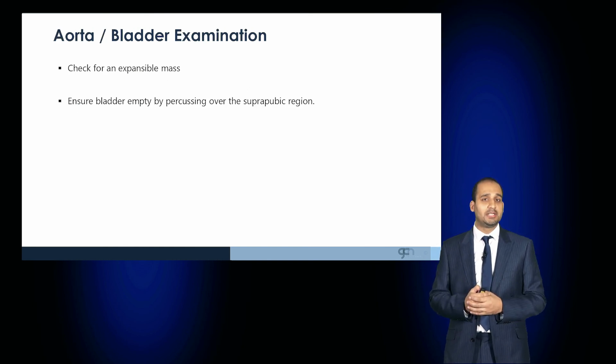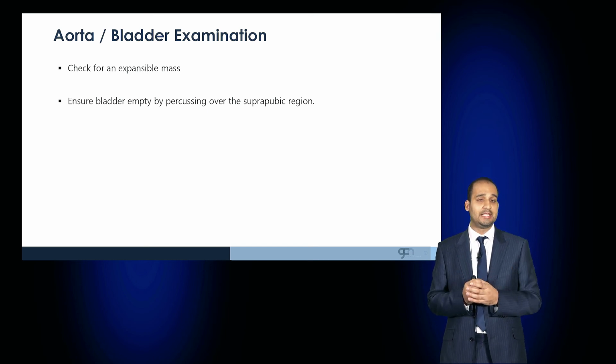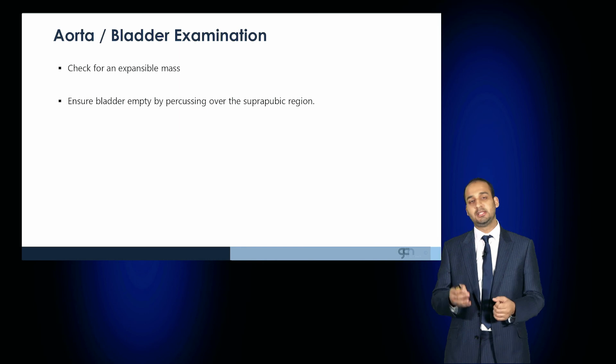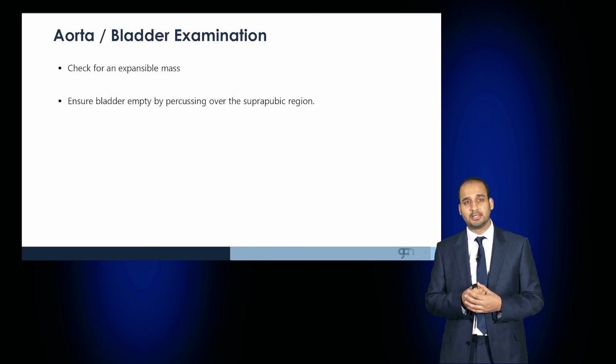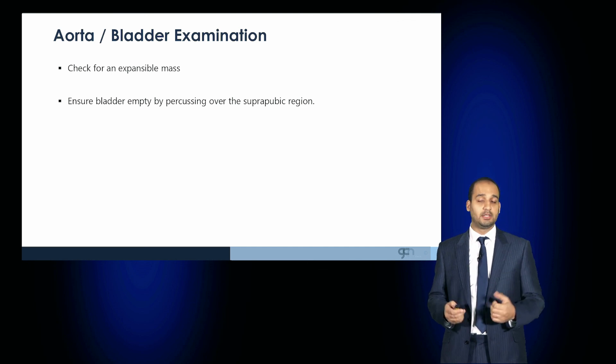Move on to the aorta and bladder examination. Ensure that there's no obvious expansile mass. If so, quantify how many centimeters, and if that's enlarged, that may suggest an underlying aortic aneurysm. And then finally, palpate and percuss the bladder to determine whether or not there's any fullness to the bladder.